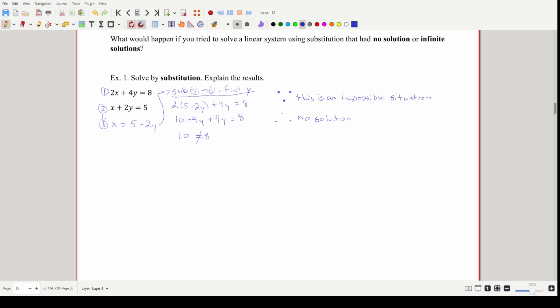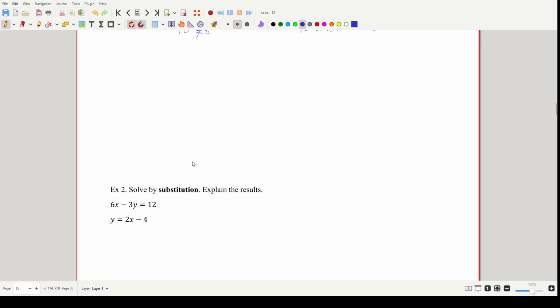And since there's no solution, we could say, because we know that when there is no solution, the lines must be parallel and they must be distinct. The lines are parallel. If we put the time in to actually graph them, we'd find this information, but we don't need to. There we go. So that's what it looks like when there are no solutions. You get an impossible situation when you substitute your values back in. All right, let's try another one.